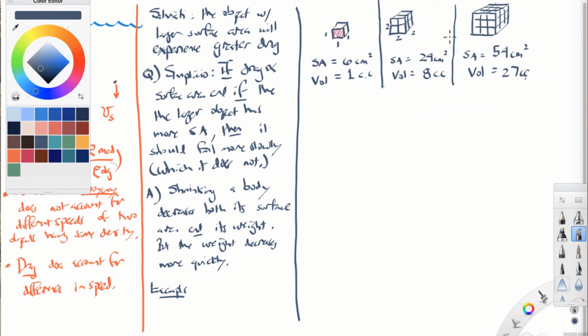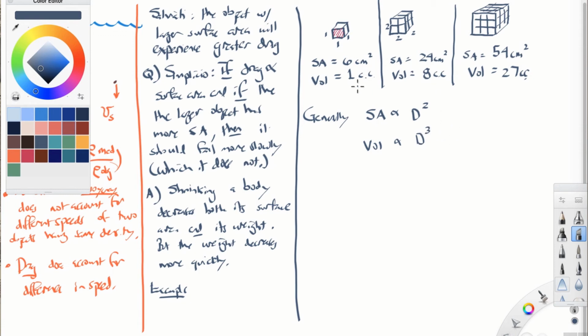Okay, so we've been considering these cubic objects, but we could have done this with spheres, changing the radius and looking at the surface area and the volume and how they change, or any other kind of funny shaped object. And generally speaking, the surface area is going to be proportional to some length dimension or diameter, D for diameter, the diameter squared. And the volume is going to be proportional to the diameter cubed, right?